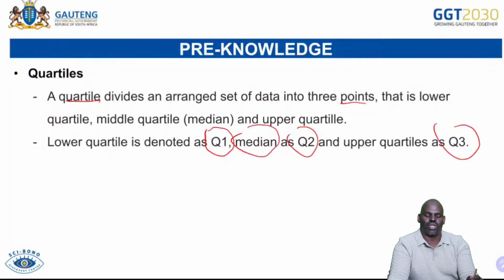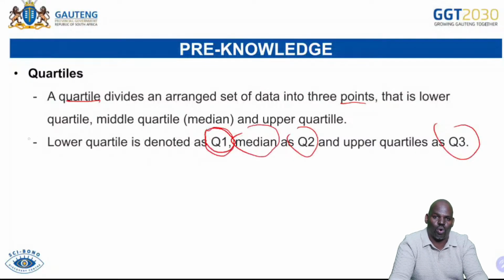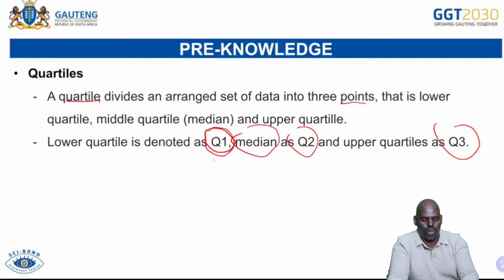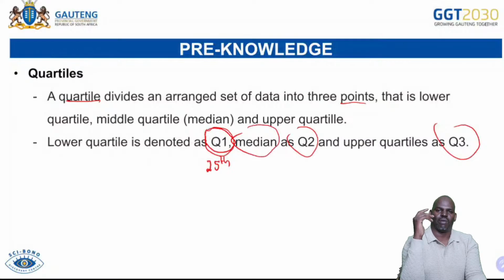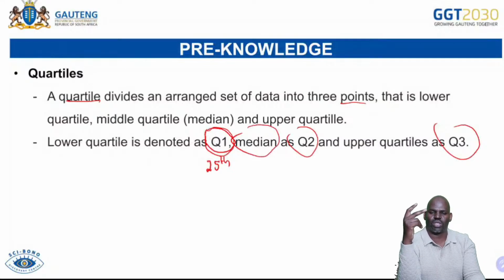But the other thing that is not indicated here, you must also know that quartile 1 is the lower quartile. So we can say quartile 1, or we can say lower quartile. But in terms of percentiles, we can also say it's the 25th percentile. If the examiner says determine the 25th percentile, you must know that the examiner is referring to quartile 1 or the lower quartile.